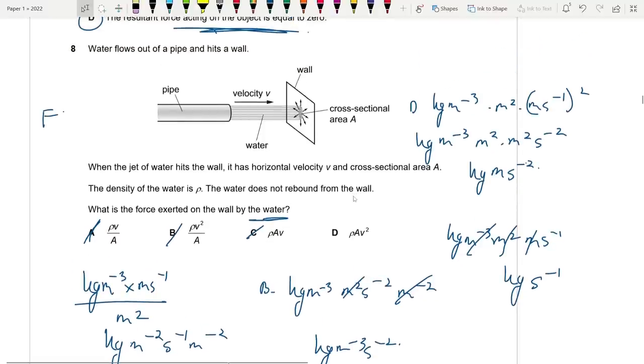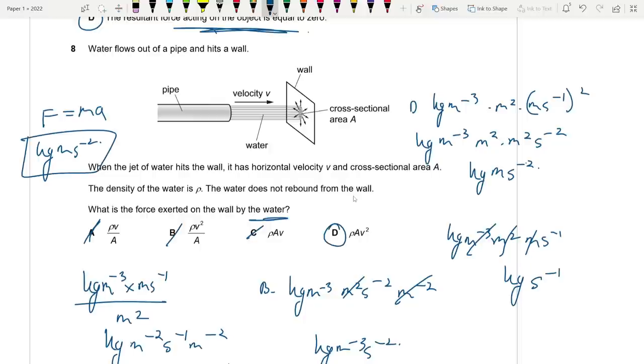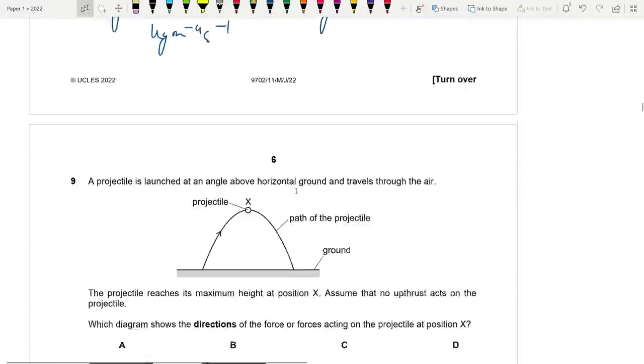If you want to look at the unit for force, F equals ma, which is kg m s^-2. Did I write kg m^2 s^-2 before? It's kg m s^-2. It should match with this. So only D matches with that. So yeah, D is our answer.